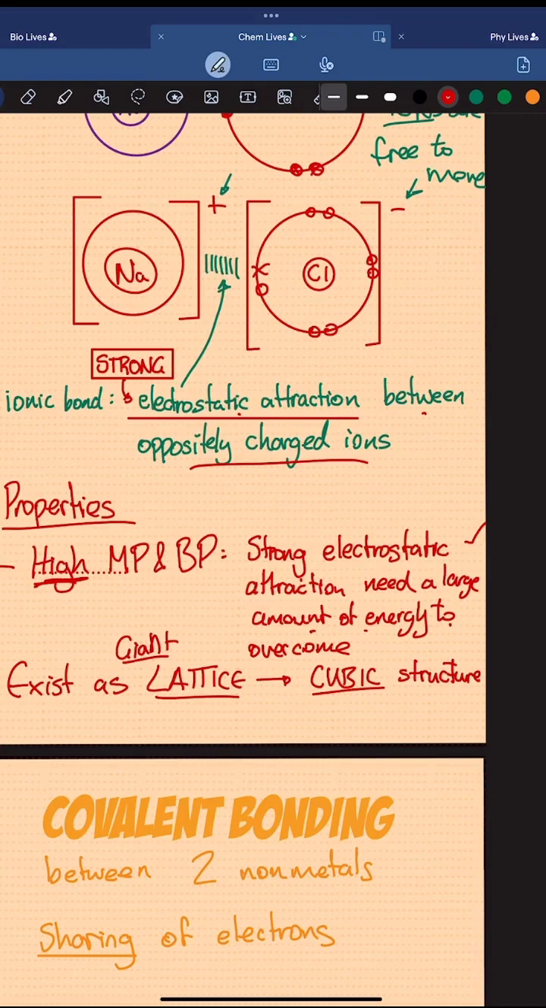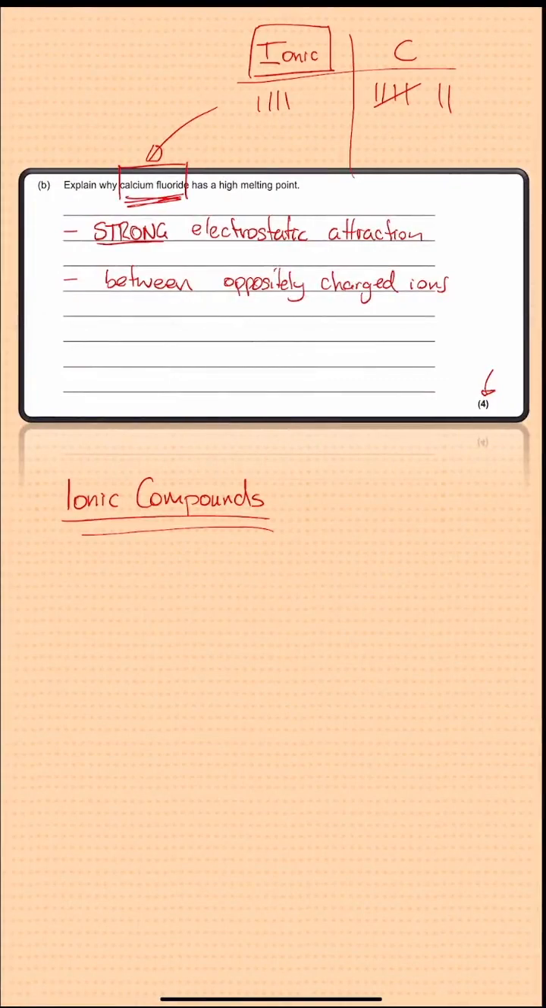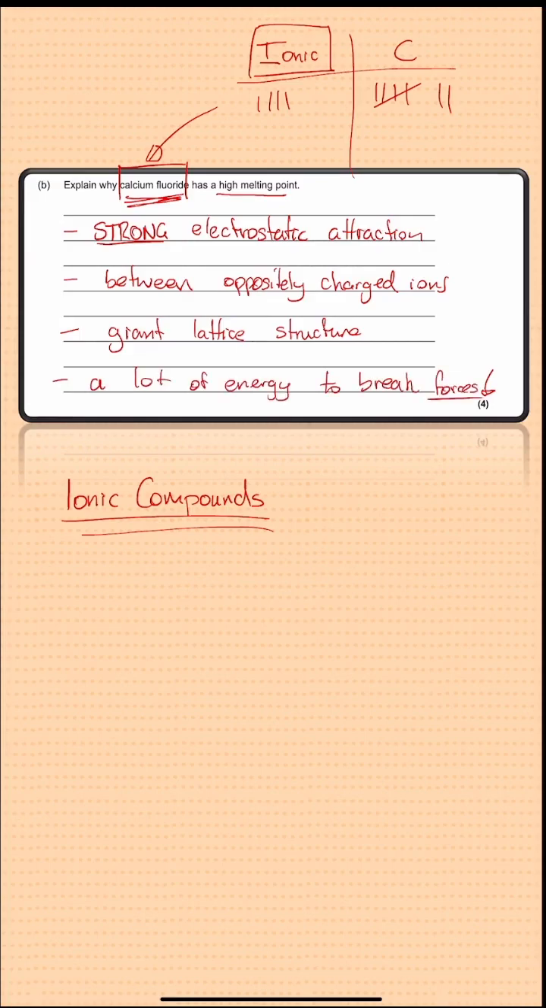And also, they exist as giant lattice structures. You don't get a mark for saying high melting point or boiling point because it already says so in the question. So there's no point saying that same information again. So we can say it's a giant lattice structure and we need a lot of energy to break those forces, or break those bonds.